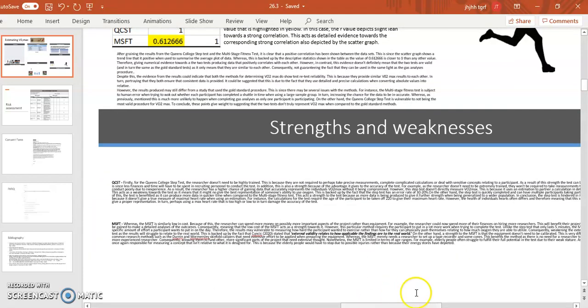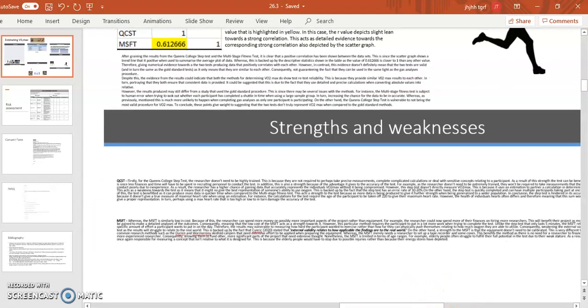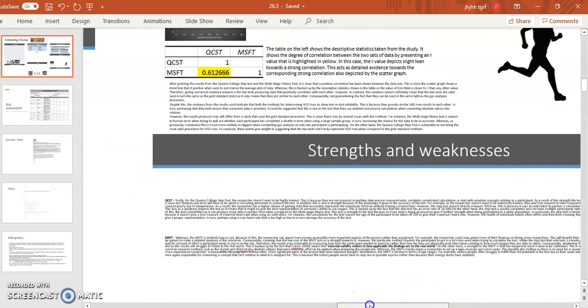Firstly, for the Queen's College Step Test, I'm just going to zoom this out quickly.